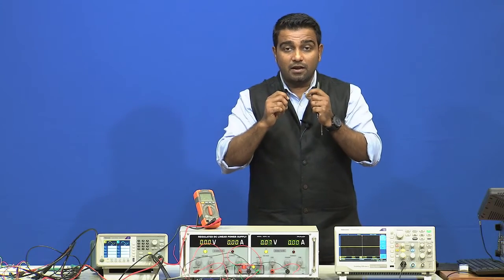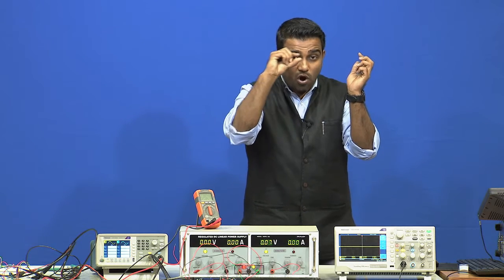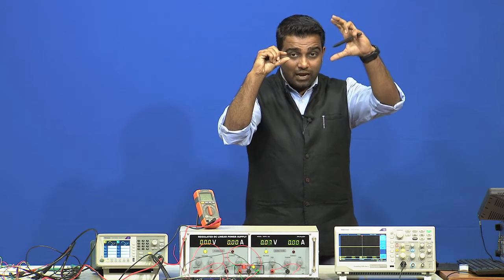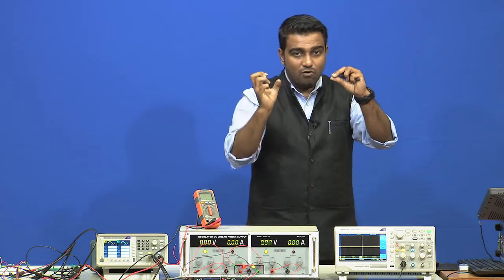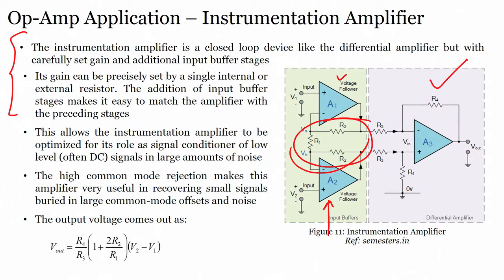If there is a crowd speaking in one loud voice and suddenly one person is speaking something else, you cannot hear in the presence of loud noise. So, that is a small signal in the presence of huge noise. Can you reduce the noise and increase the signal? Can you amplify the signal? If you use an instrumentation amplifier, then you can do that, which is also written in this slide. This allows the instrumentation amplifier to optimize its role as signal conditioner of low level signals in a large amount of noise, alright.